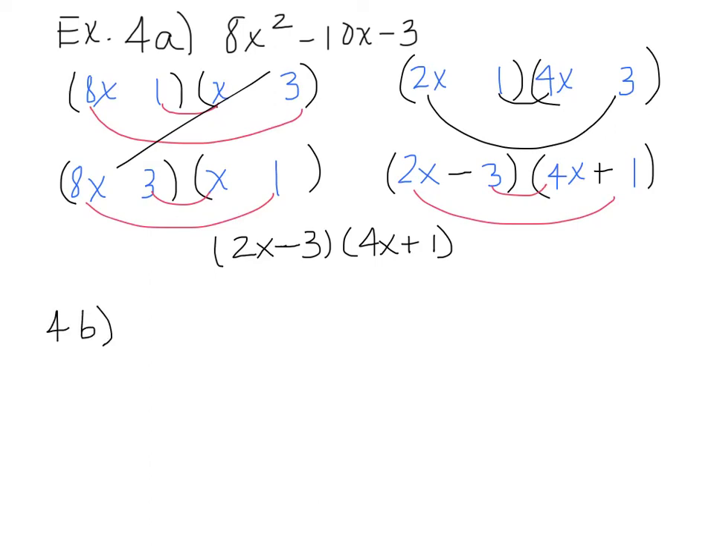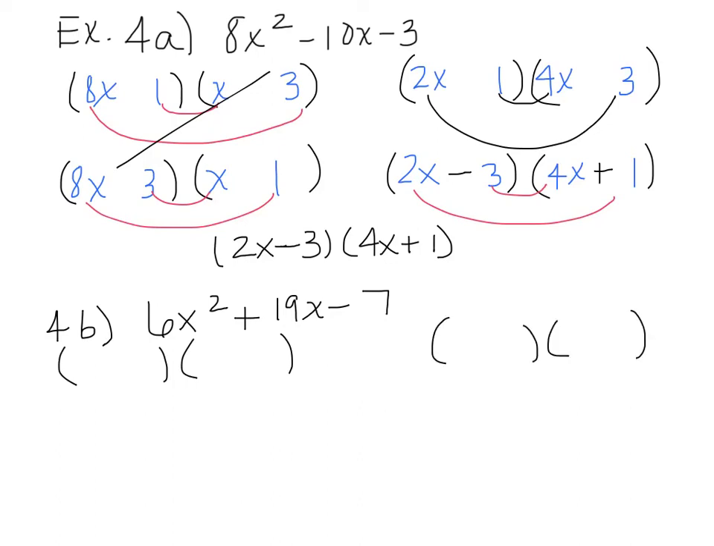And then let's try another one just to make sure you got it. Okay. So we got to make a 6x squared, so we can use 6x and 1x, or we can use 2x and 3x. And then we need a negative 7. We can use 1 and 7. That's the only choices we can use to make negative 7.